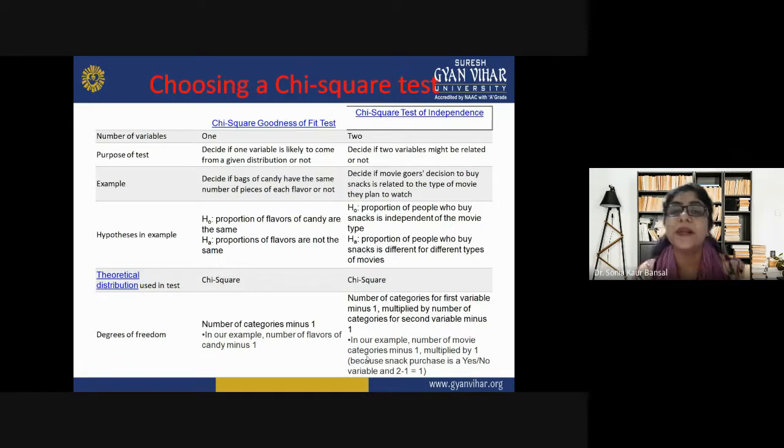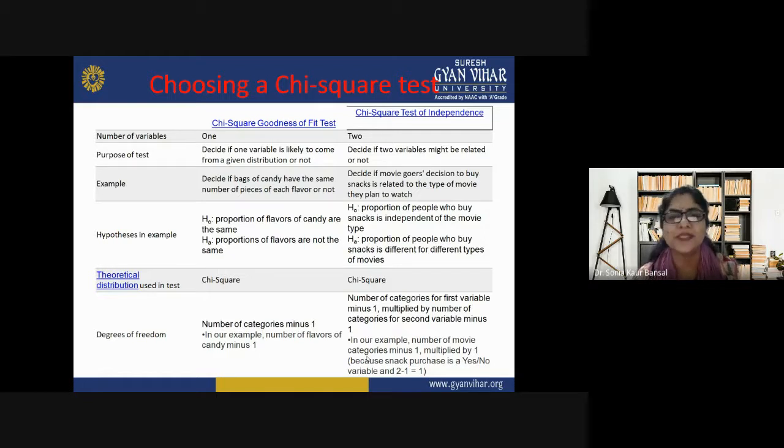Then secondly, see the example: decide if bags of candies have the same number of pieces of each flavor or not. So there are some bags of candies, and the question is whether there are the same number of pieces of each flavor. And in the test of independence, decide if movie goers' decision to buy snacks is related to the type of movie they plan to watch. So this is how it is related or not.